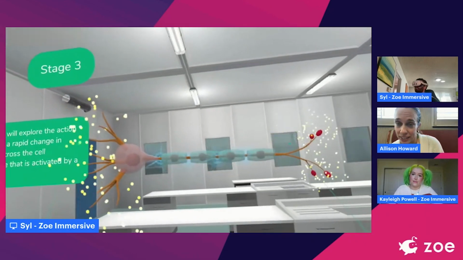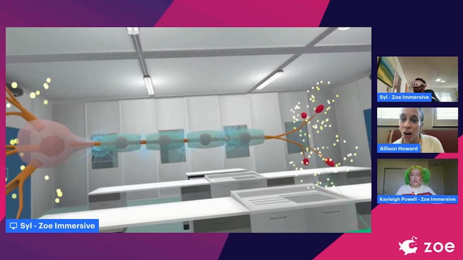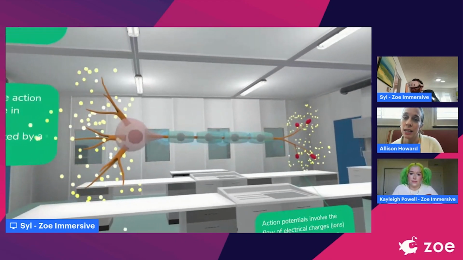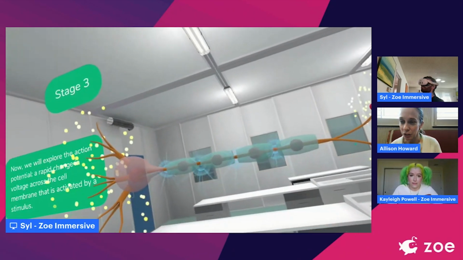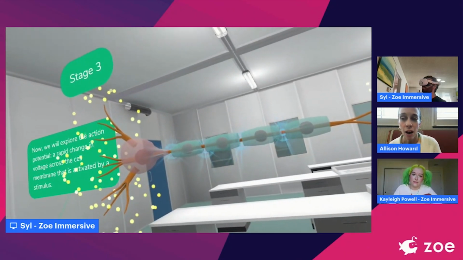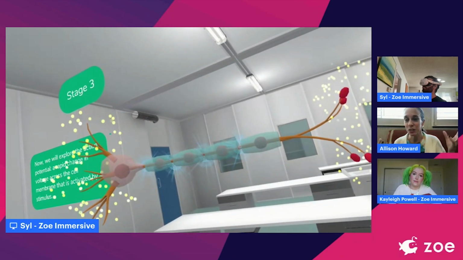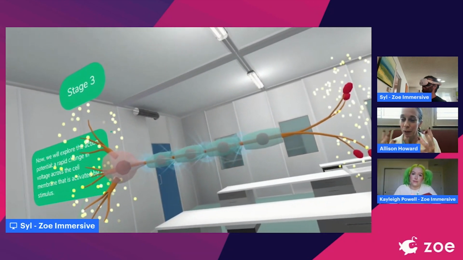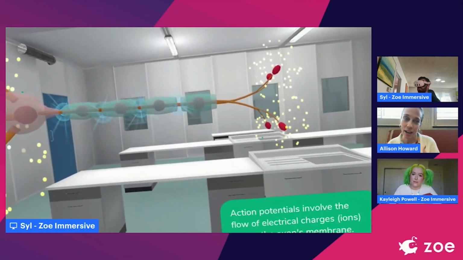And that is a bit hard to see on my screen, but I think it's much easier to see in VR, in between the segments of myelin. So this is the place that they need to know electrical signals are really important in the neuron itself. And so across each of these stages, students are zooming in more and more on the neuron and on the process of these ions flowing.